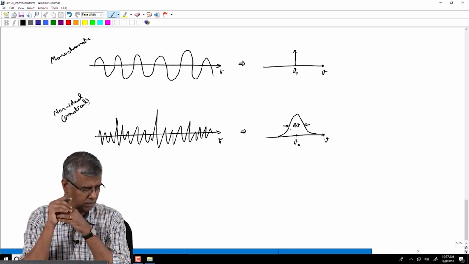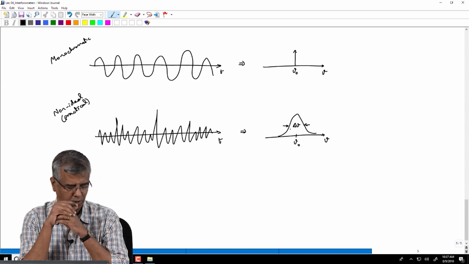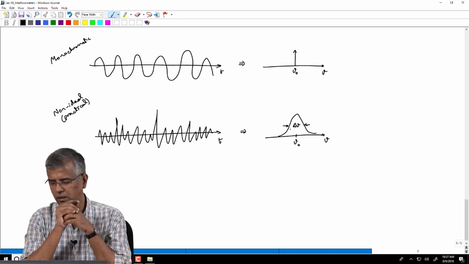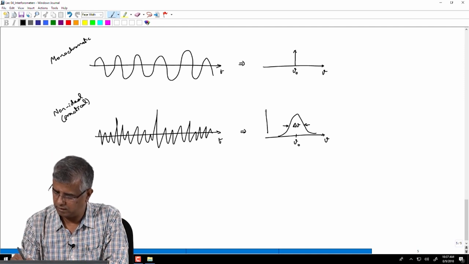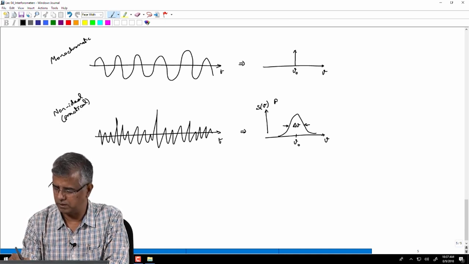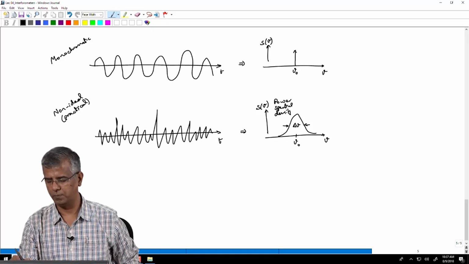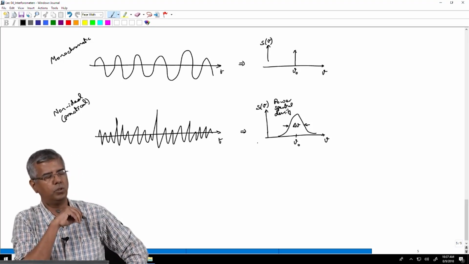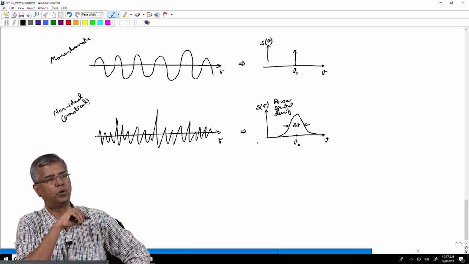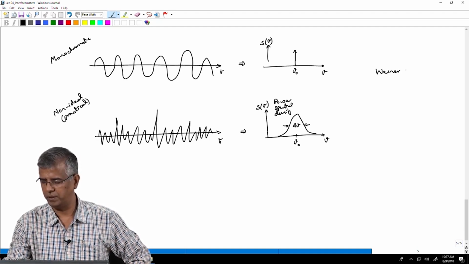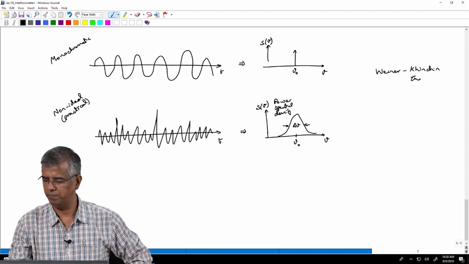The key point here is to look at the autocorrelation of something like this. What we are plotting here is S of nu, the power spectral density. So, we are plotting S of nu over here as well. If you know the power spectral density of a source, we have a theorem which is called the Wiener-Khinchin theorem.